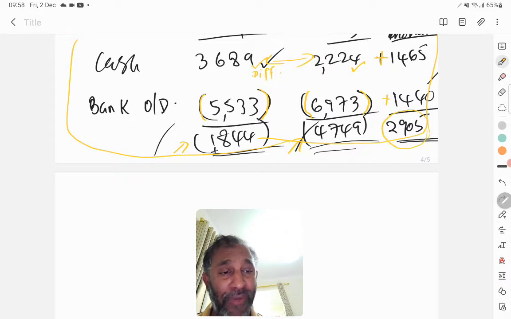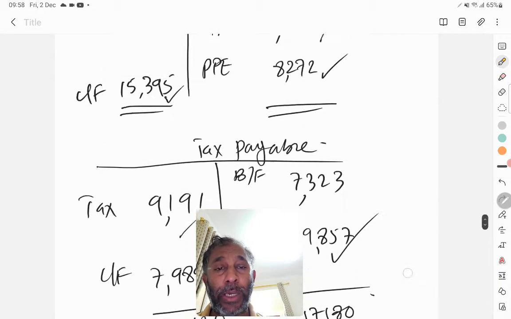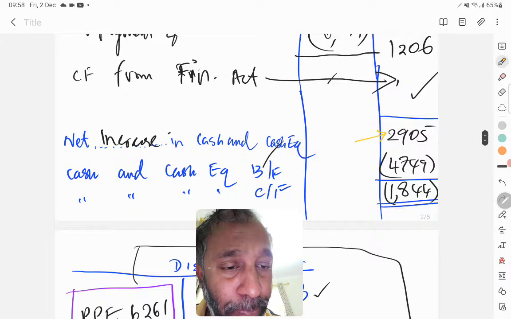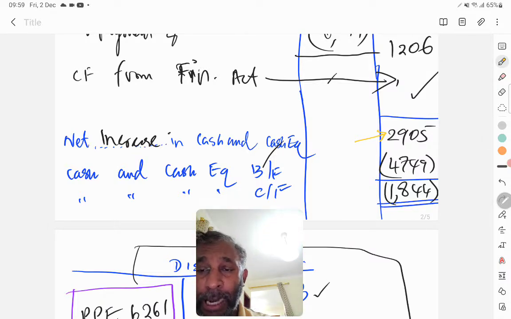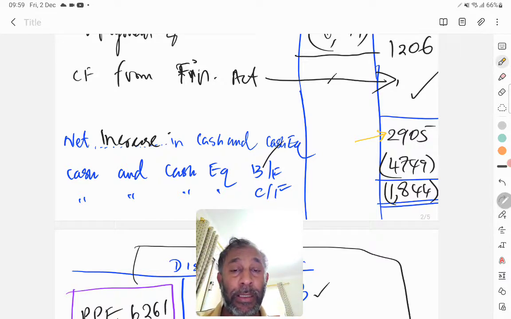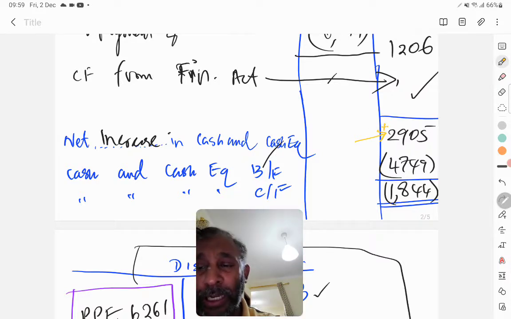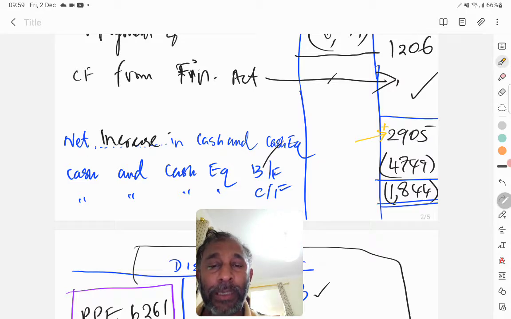This 2905, what you do is that you go back to your cash flow statement and then you place it here. See, I have written here in dotted lines, and then I have written this number in black. Why? Before you start completing your format, you may not know whether this is the increase in cash or decrease in cash. Accordingly, you leave that space. Once you complete this calculation and you know that it's a plus answer, that means increase. So I have written net increase in cash and cash equivalent, which is 2905.